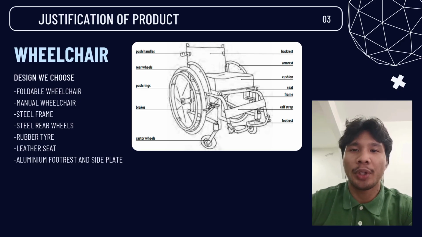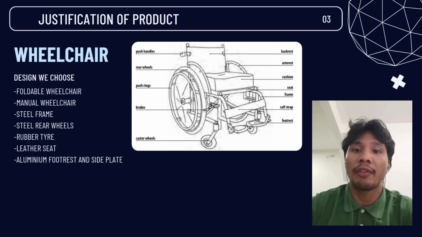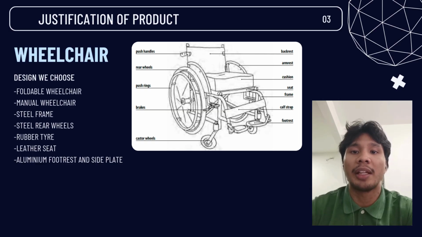Hello everyone. Today I would like to present the justification for selecting a manual typical wheelchair as our proposed product. First of all, a manual wheelchair remains one of the most practical, reliable and affordable mobility solutions for individuals with physical disabilities. Unlike powered wheelchairs, manual wheelchairs do not require complex electronic systems or batteries. This makes them easier to maintain, repair, and operate, especially in areas where access to technical support or electricity might be limited.